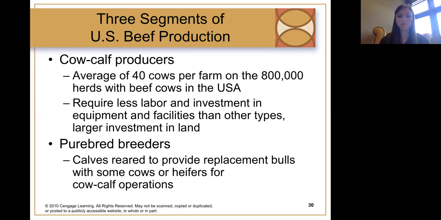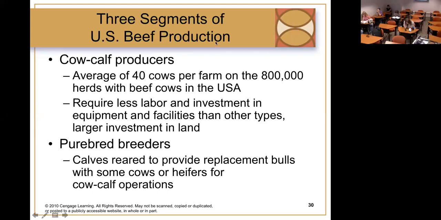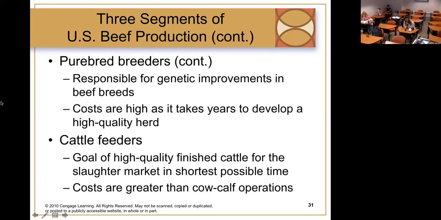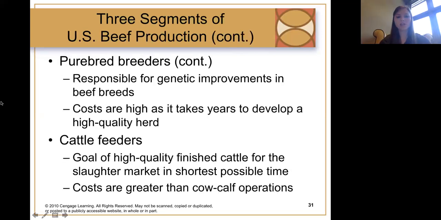Then you have purebred breeders, where calves are reared to provide replacement bulls, with some cows or heifers for cow-calf operations. So you're really looking at replacing. Purebred breeders are responsible for the genetic improvements in the beef breeds. So obviously they're going to be selecting for animals that have desirable traits. And costs are high, as it takes years to develop a good high quality herd.